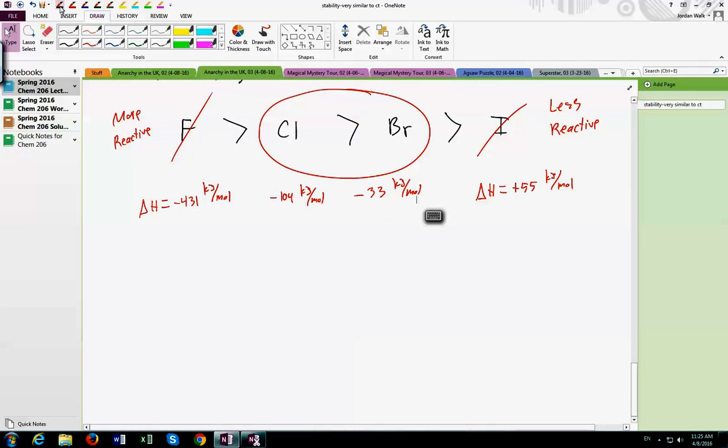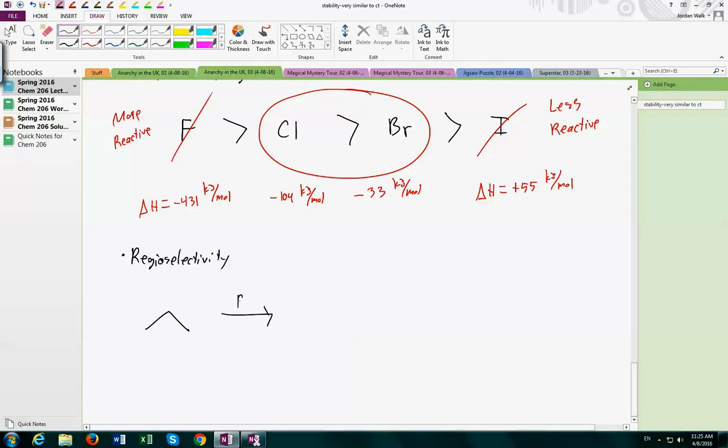All right, so let's talk about regioselectivity. And so what we can have is if we take a simple molecule like propane, so we're going to react it with bromine and some light. And so what we have is a possibility to form two products. And so we could form where the bromine adds to the secondary position, or we could add where the bromine adds to the primary position.